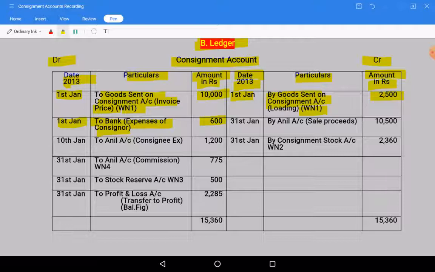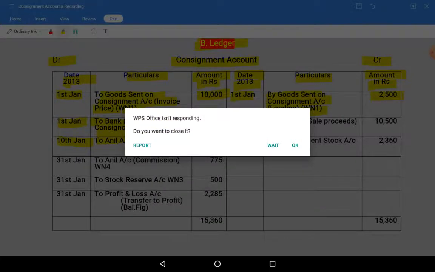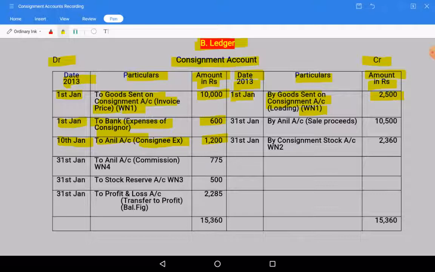On 10th January, consignee Anil has received those goods, and he has paid some expenses, and for that purpose consignment account debit to Anil account. If the consignee does anything, we will write his name. So to Anil, consignee expenses 1200. Consignment account debit to Anil account. So on the debit side, for Anil account, expenses of consignee 1200 will appear.